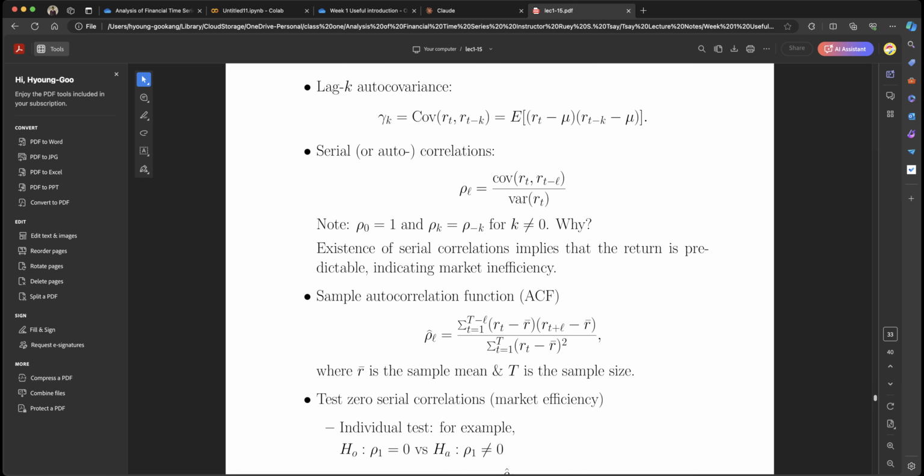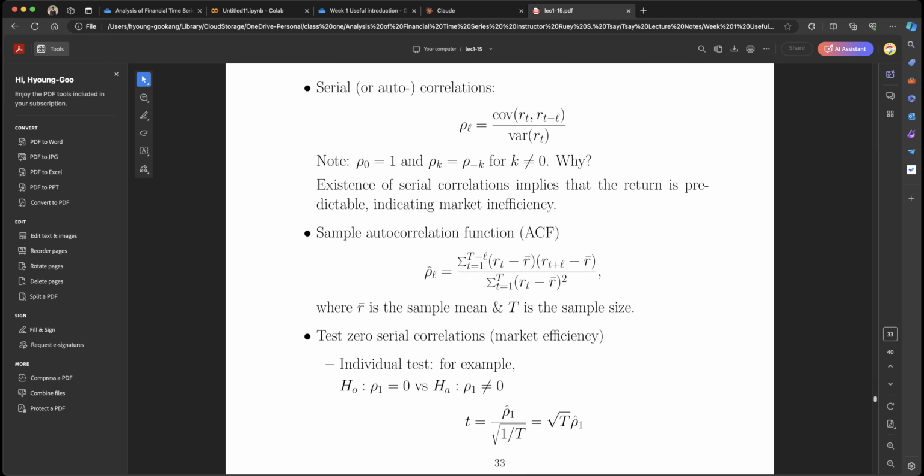Now, the sample autocorrelation function, ACF, is the sample analog of this concept. The sample analog of this autocovariance, the serial correlation, is the sample analog of this one. So what is the sample analog of this? Of course, we can use the cross covariance. Then we have a sample analog of the correlation, where R bar is the sample mean and T is the sample size.